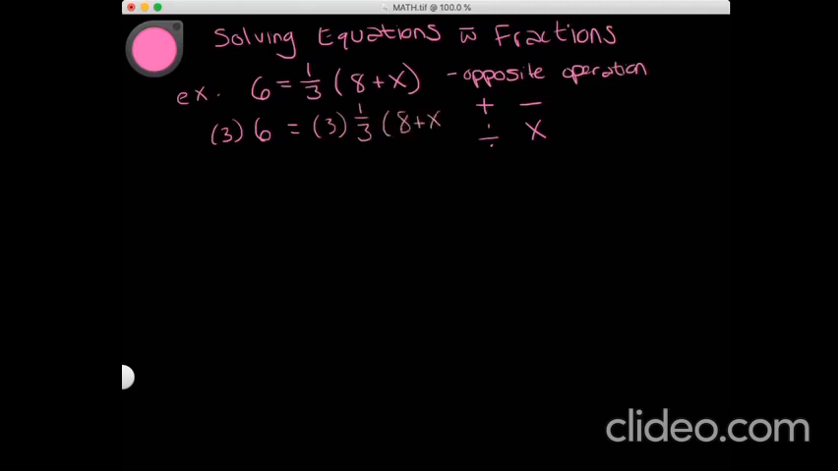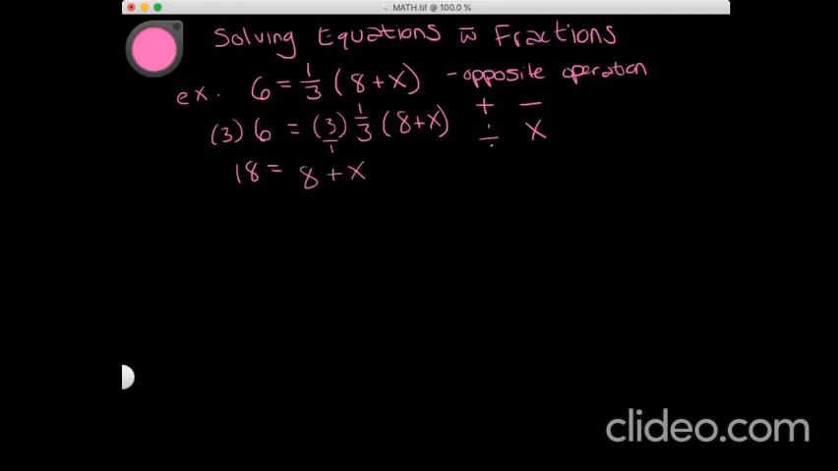8 plus x. Okay, so 3 times 6 is 18. Now on the other side, if I multiply 3 times 1 over 3, you have to remember that there is that imaginary 1 underneath any whole number. So when I multiply fractions, I multiply the top numbers and I multiply the bottom numbers. So 3 times 1 is 3, and 1 times 3 is 3. So that's 3 over 3. I don't even have to write anything here. It's a 1. So this is just going to become 8 plus x.